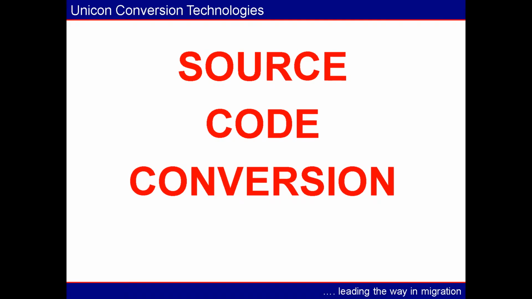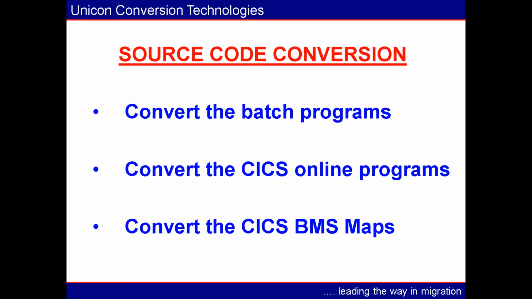So let's look at the conversion of the source code. The conversion of the source code requires three converters. A converter to convert the batch COBOL programs to Visual COBOL programs. A converter to convert the CICS online COBOL programs to Visual COBOL programs. And a converter to convert the BMS maps to ASPX web forms.